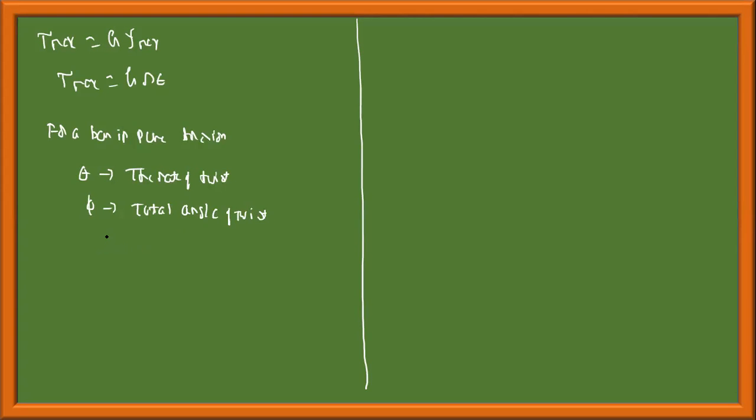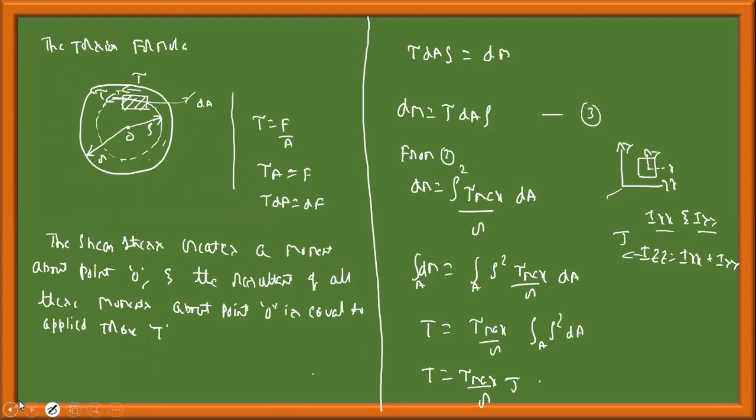For pure torsion, this theta, which was actually d phi by dx, now becomes equal to phi by L. The torque remains the same throughout the cross section. This theta, which was d phi by dx, becomes equal to phi by L. Let me write this expression: theta is equal to phi by L.